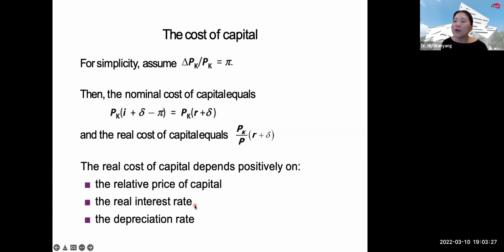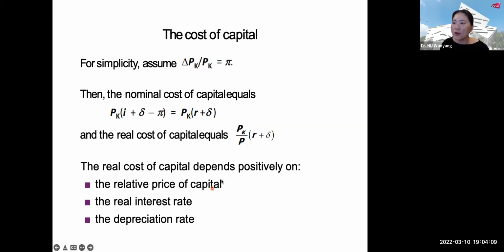So when the real interest rate increases, the real cost of the capital will increase as well. Okay, so I think this is very easy to tell from the formula, right? And then we've got the depreciation rate. This is the rate of depreciation of the capital. Okay, we are going to have several slides discussing some real cases of depreciation, especially for the housing units.